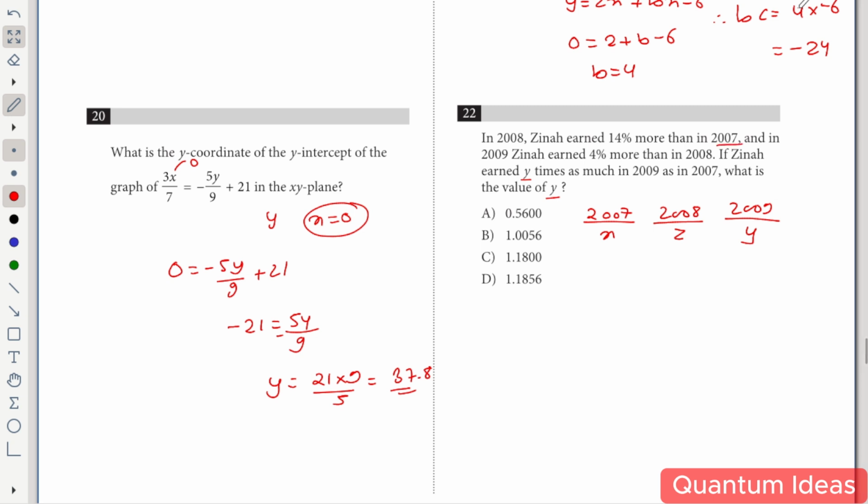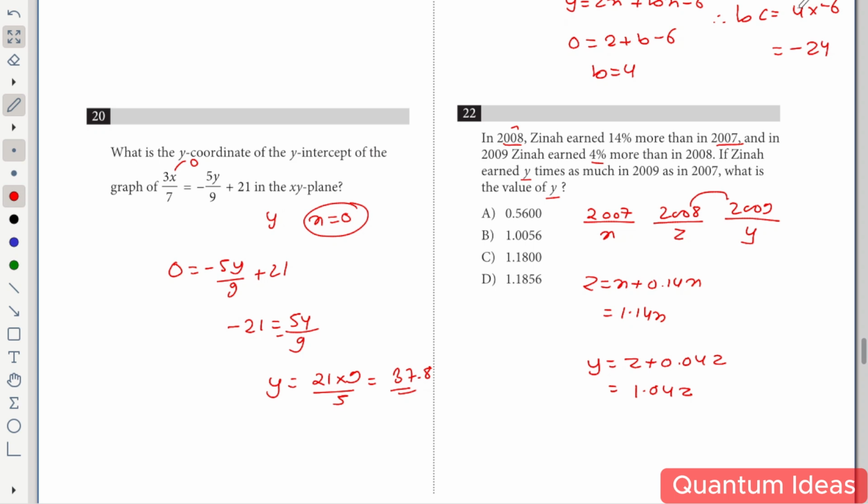14% more than in 2007 means she earned 14% more in 2007. In 2008 she earned 14% more than in 2007, means z equals x plus 14% of x, which is 0.14x, right? This will be 1.14x, right? And again, let's say in 2009 she earned 4% more than in 2008, means y is equal to z plus 4% of z, which is 0.04z. So this is 1.04z, right?